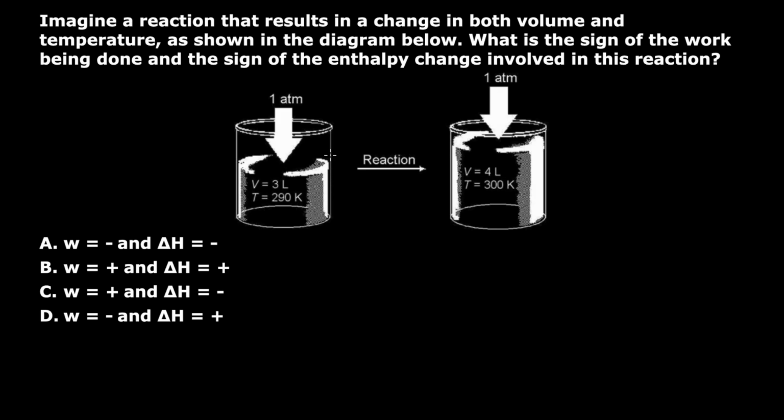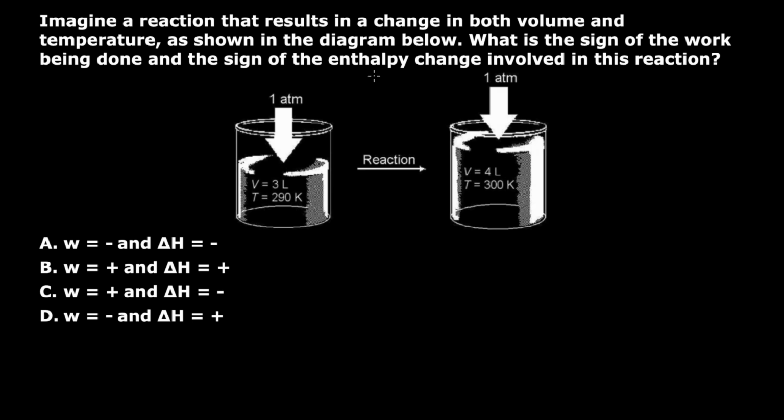So now let's look at this question where we have a container right here, and the container has a volume of 3 liters, and the temperature is 290 Kelvin, and the exterior pressure is 1 atm. And so a reaction is going to happen, and the volume is going to go from 3 to 4, and the temperature is going to go from 290 to 300. And so both the volume and the temperature increase.